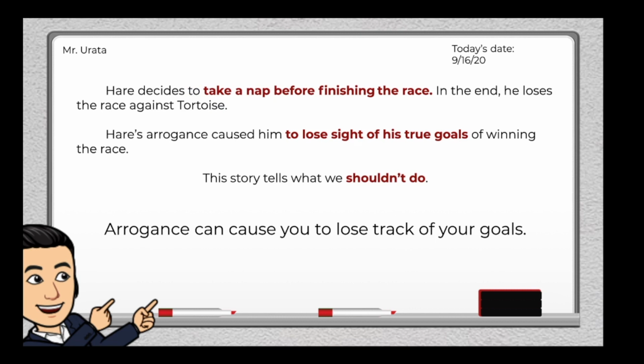Hare decides to take a nap before finishing the race. In the end, he loses the race against Tortoise. That means that Hare's arrogance caused him to lose sight of his true goals of winning the race. This story tells what we shouldn't do. A lesson that we can learn is arrogance can cause you to lose track of your goals.